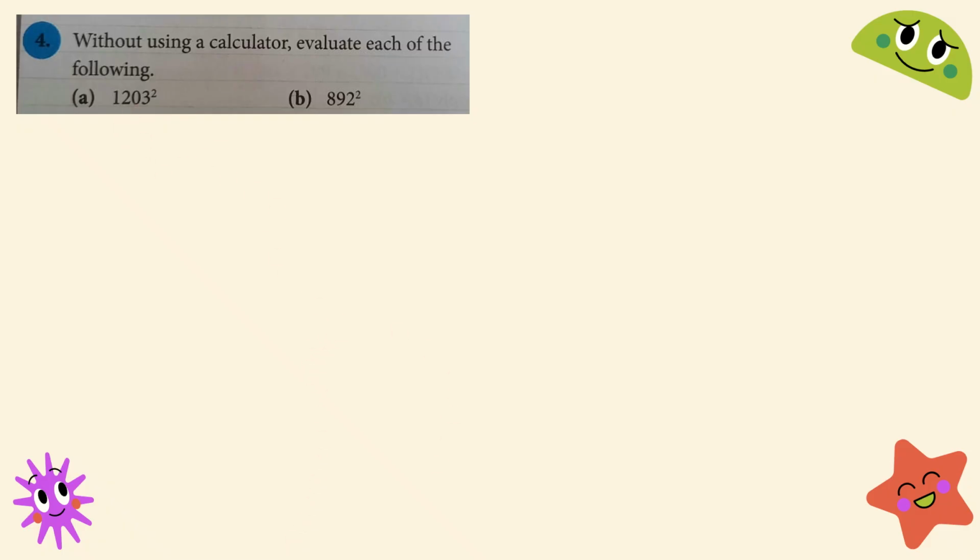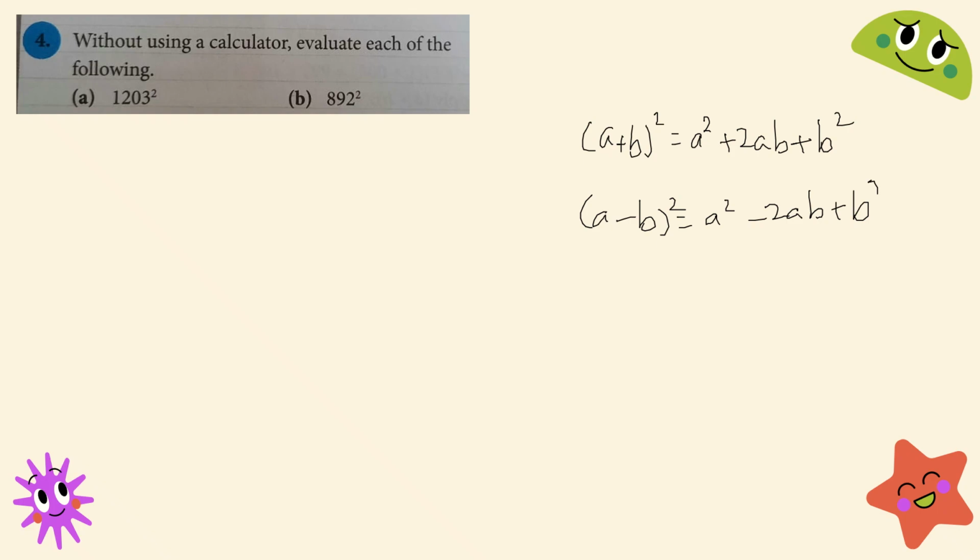The identities that I have learned are: (a + b) whole square is equal to a square plus 2ab plus b square, and another was (a - b) whole square, which is equal to a square minus 2ab plus b square, and there was one more, which is (a - b)(a + b) is equal to a square minus b square.